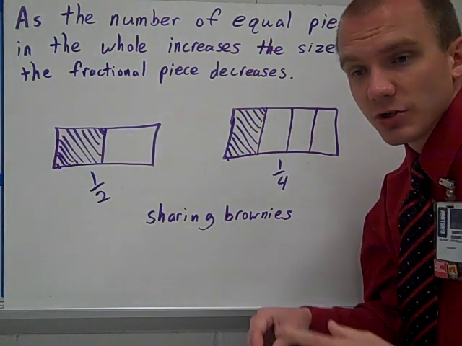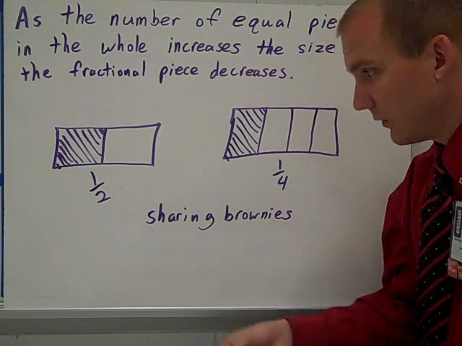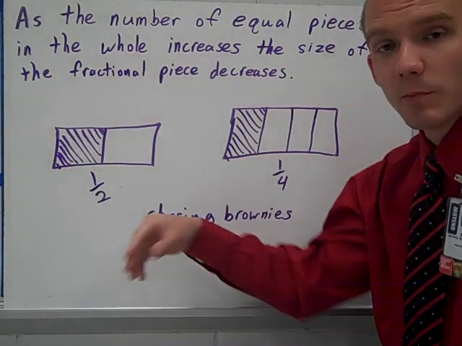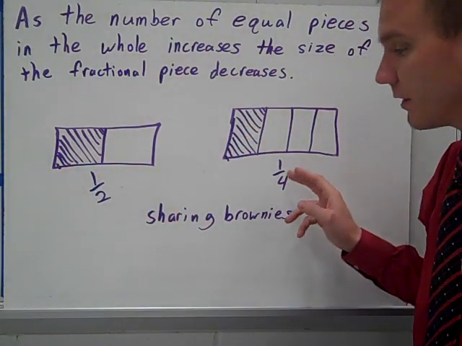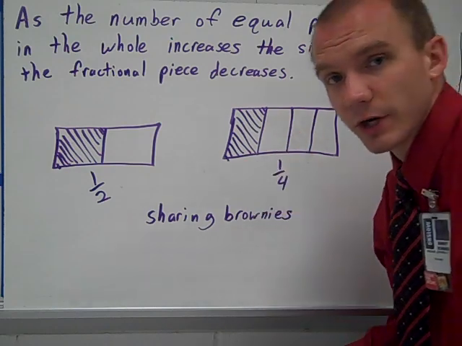Think about it with sharing brownies. You have one brownie. Do you want to share that with 2 people or 4 people? If you share it with 2, you're going to get more. If you share it with 4, you're going to get less. The size of your piece is decreasing the more people you share it with.